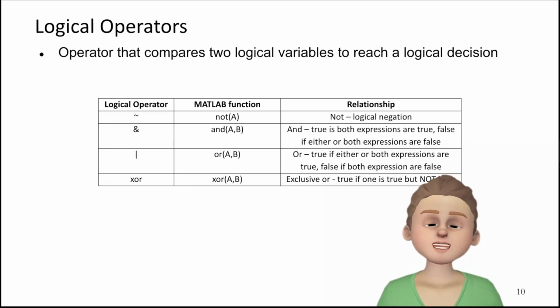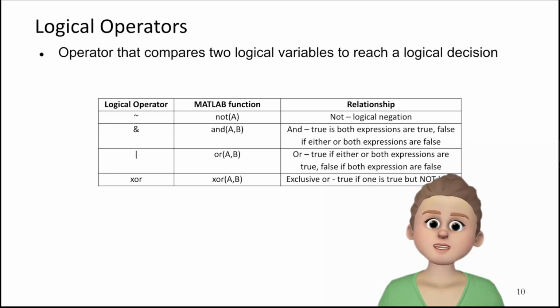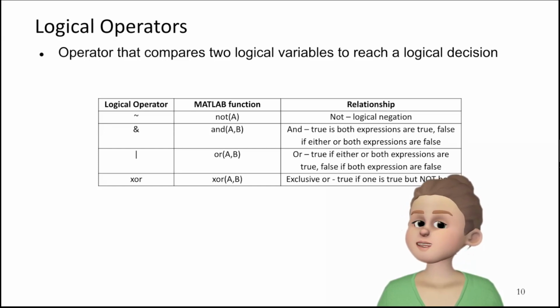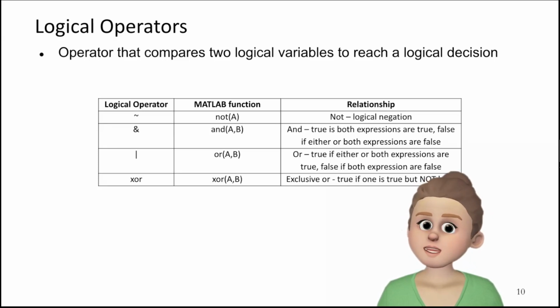And not just takes the opposite of a logical variable. So if that variable is true, it becomes false when you use not, and vice versa. The next one is and. You can use either the ampersand or the built-in function and. And is going to have a true result if both expressions, A and B, or however many expressions there are, are true. So they have to both be true in order for the and to come out as true.